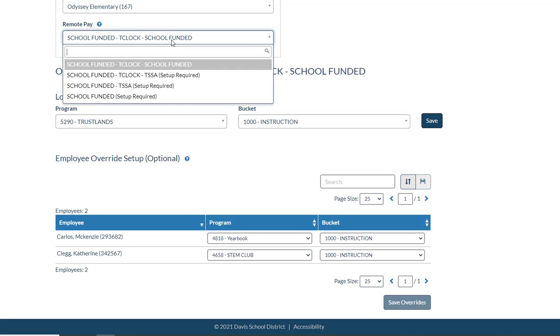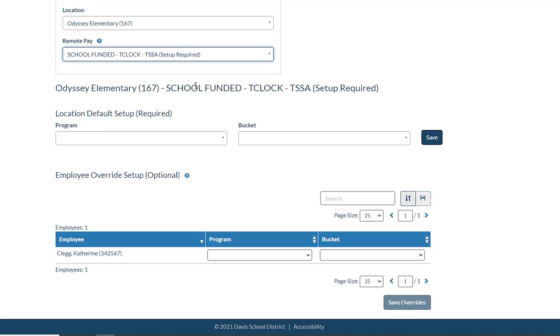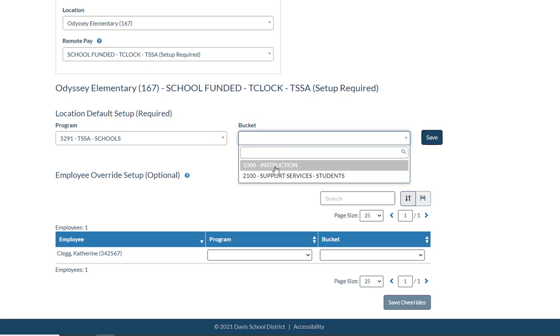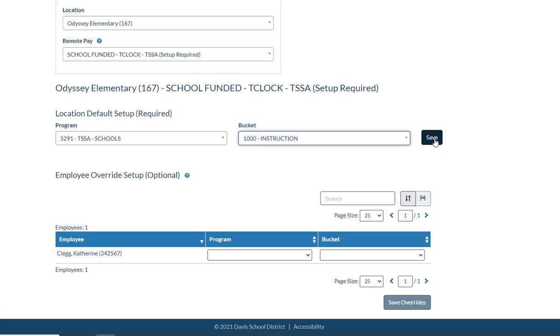So let's look at another one we need to set up. Here's the Setup Required for TSSA. TSSA is a little different. It's only paid out of one account, but that is going to be our default right there. We're going to save that, and once again that Setup Required goes away. Down here, we don't really need to set up a program because anything we're paying out of TSSA is going to pay out of TSSA. So we can leave that blank. You do not need to set up every person with TSSA because that's what it's going to pay out of as the default account. So that's how you go in and set up your school funded accounts.